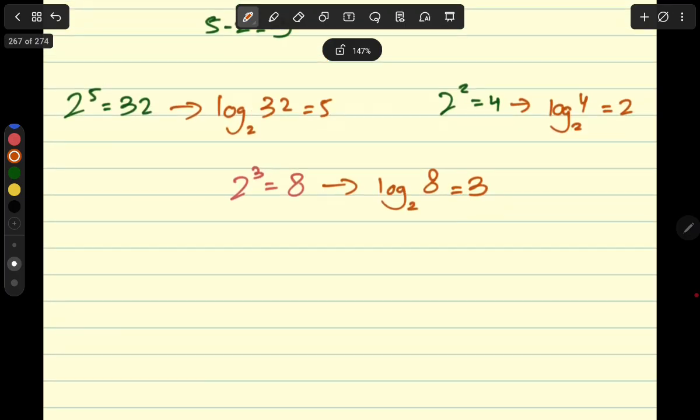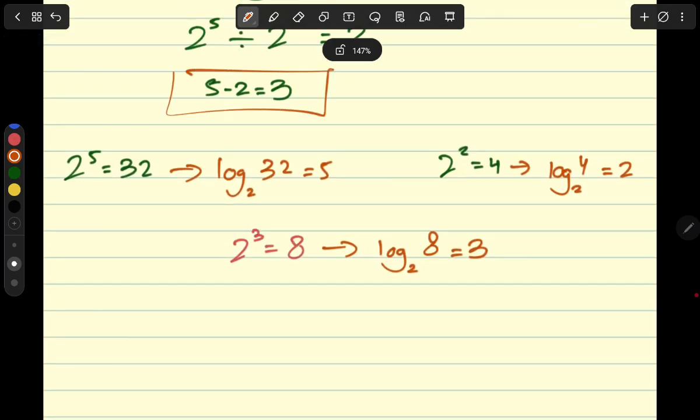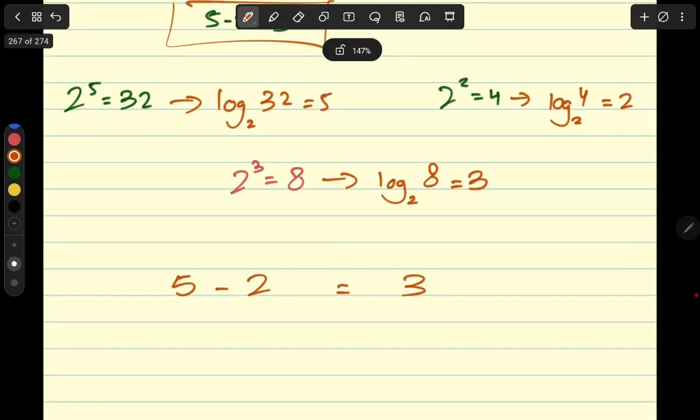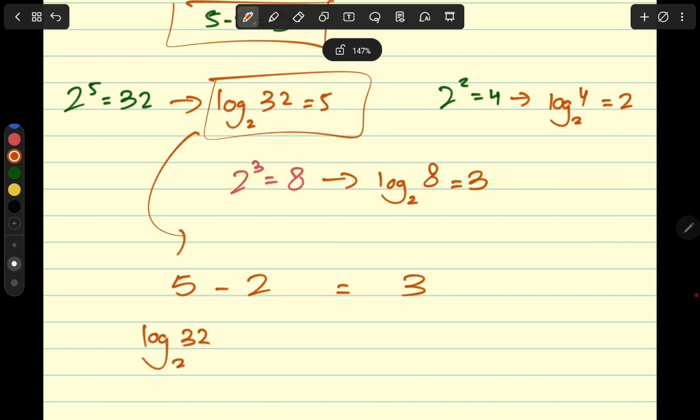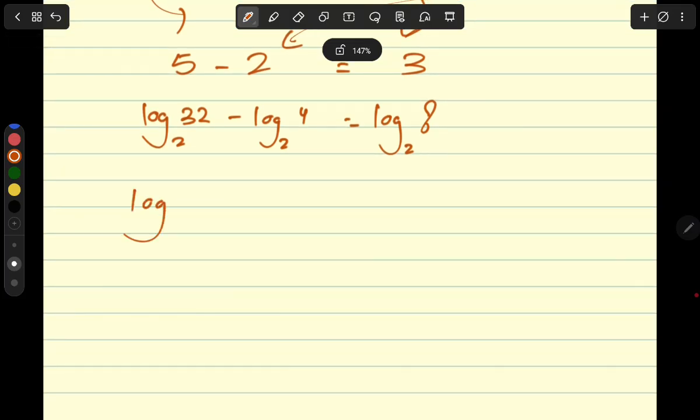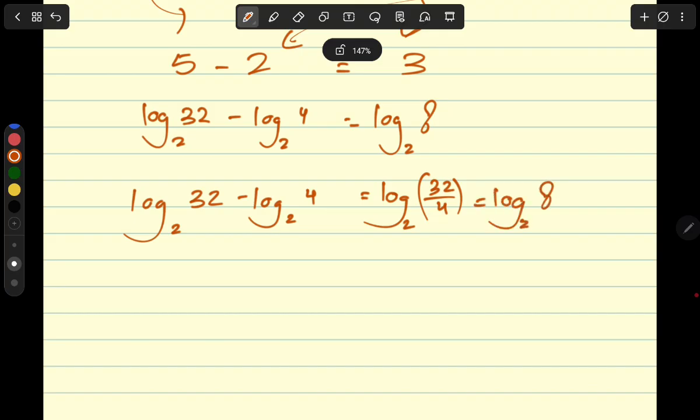Now, the exponents were 5 minus 2 equal to 3. Now 5 can be brought in from here, so this is log of 32 base 2. 2 may be brought in from here, so this becomes log 4 to the base of 2, and 3 may be brought in from here, so this is log 8 to the base of 2. So what has happened here? We did log 32 base 2 minus log 4 base 2 equal to log 32 upon 4 base 2, which is nothing but log 8 base 2, right?